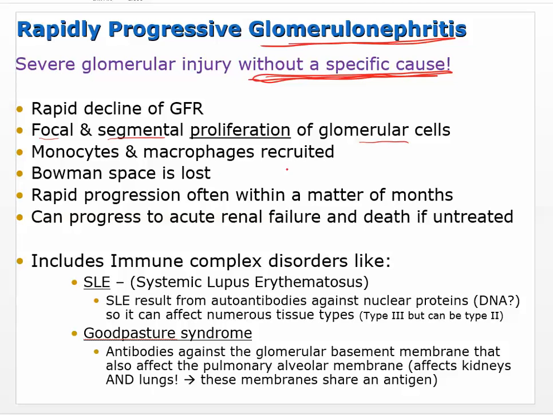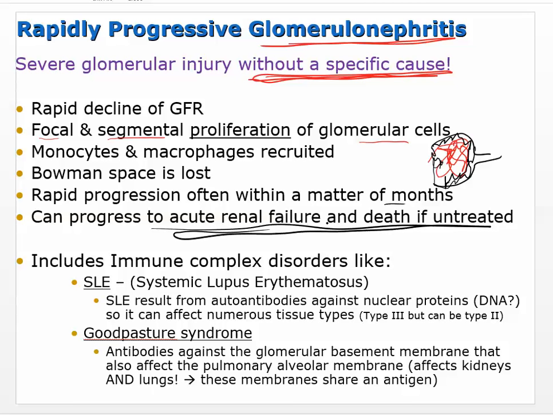The Bowman space is lost, so your glomerulus and then your Bowman's capsule that sits around it. So that space may be completely lost. Okay, included: rapid progression, often within a matter of months, and it can progress to acute renal failure and death if you don't find the source of it and then treat the source, if possible.